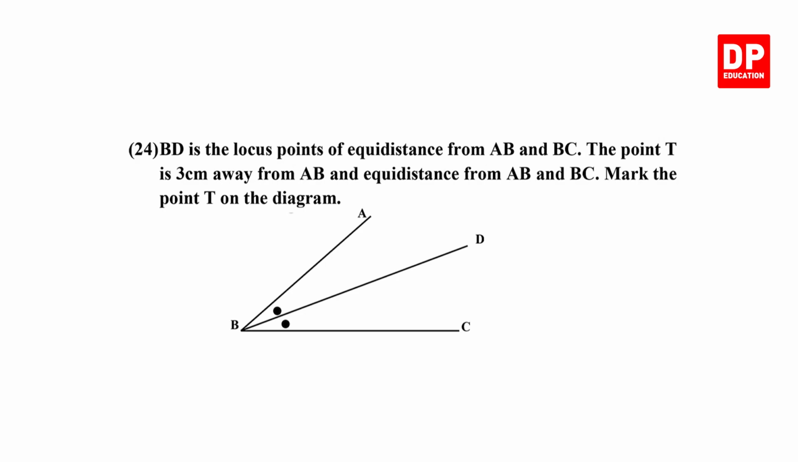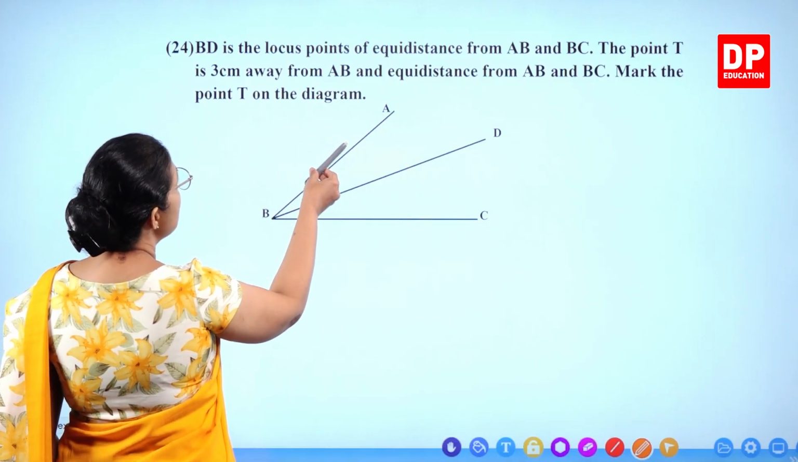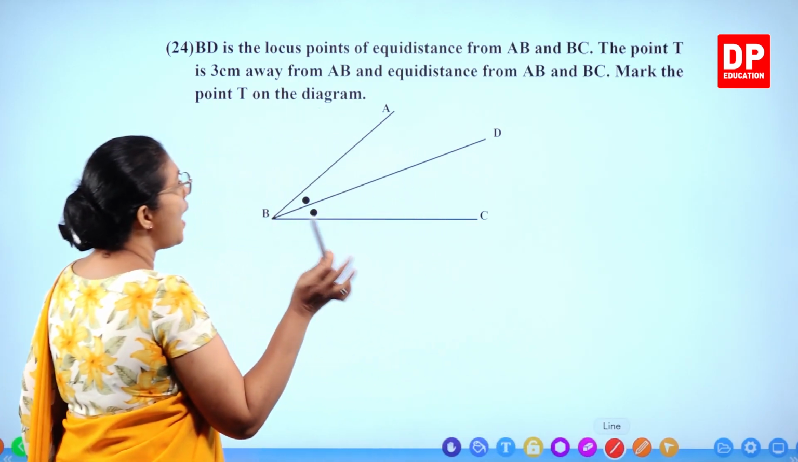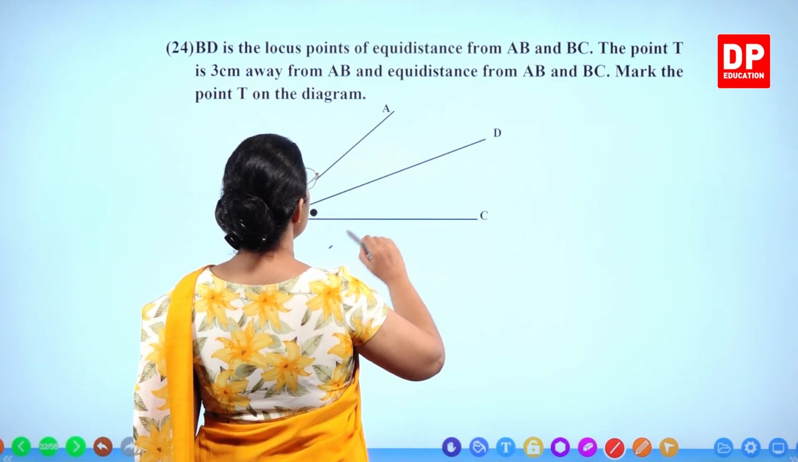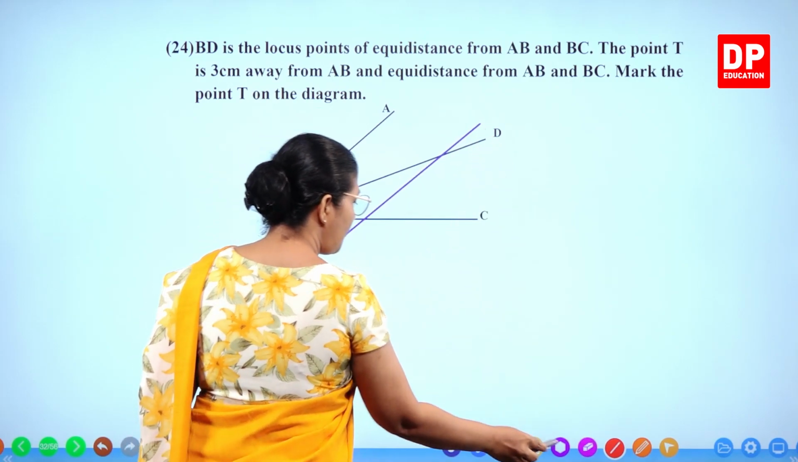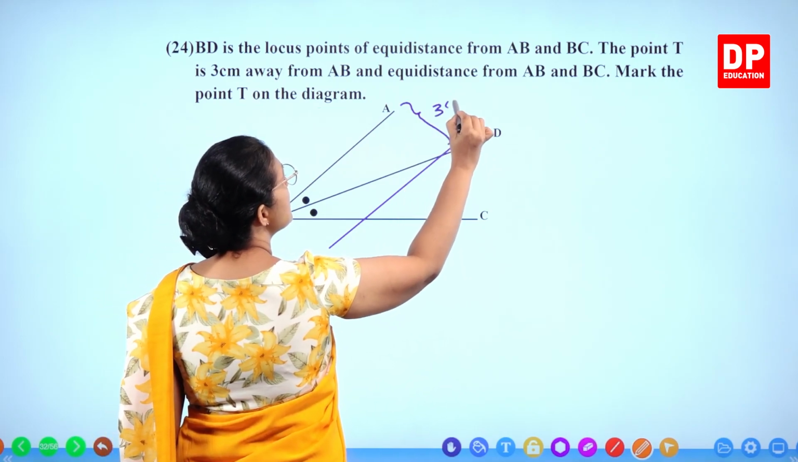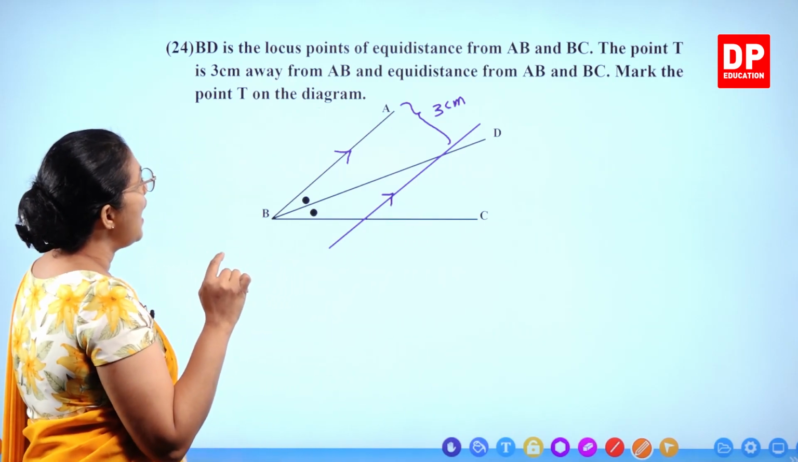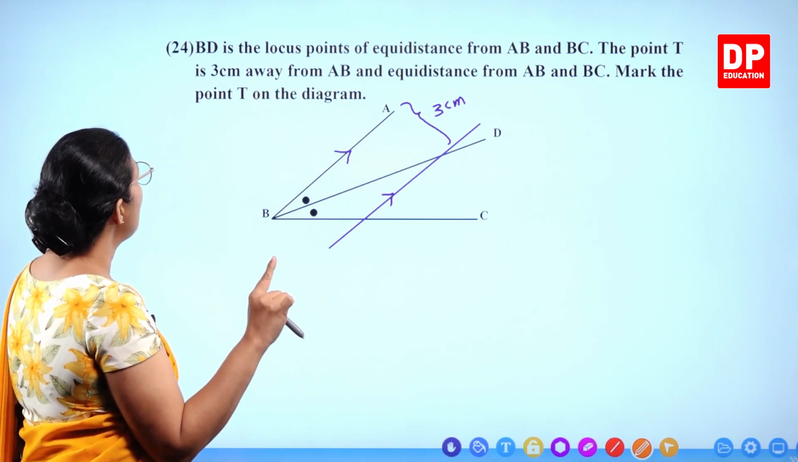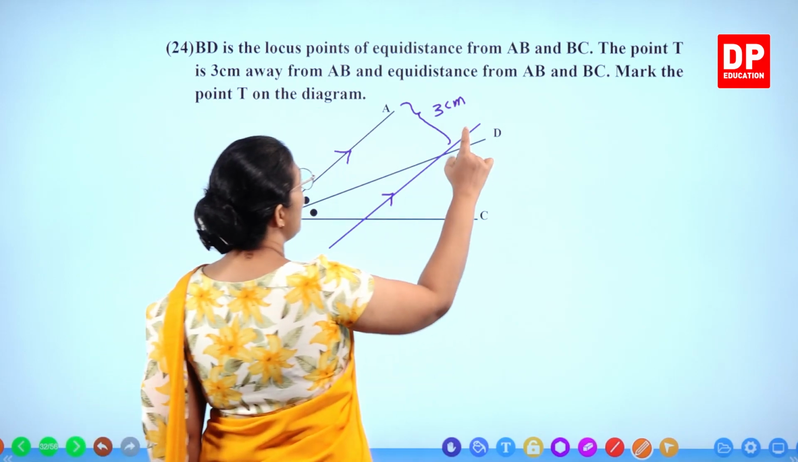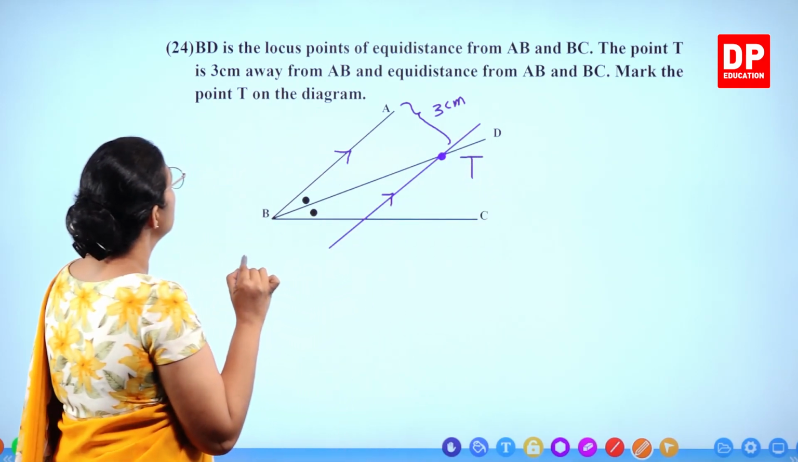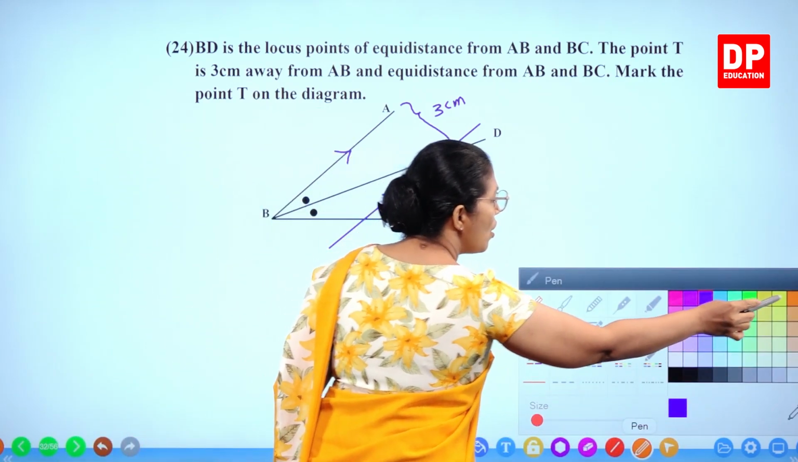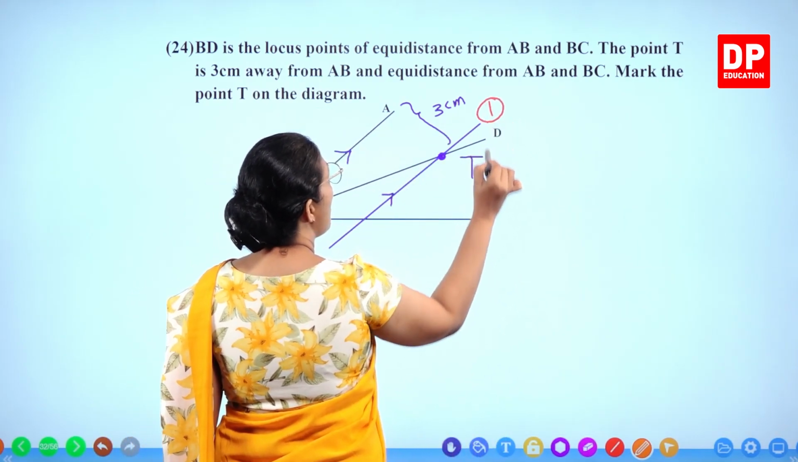Question number 24. BD is the locus of points equidistant from AB and BC. So the angle bisector. The point T is 3 centimeters away from AB and equidistant from AB and BC. To AB line, 3 centimeters away. That means you have to draw a parallel line to AB so that it's 3 centimeters away from it. So this distance is 3 centimeters and this line should be parallel to this one, and it's on the BD line as well. So mark the point T on the diagram. The intersecting point of the angle bisector and this parallel line is the point T. So you get 1 mark for drawing the parallel line and 1 mark for marking the point T.